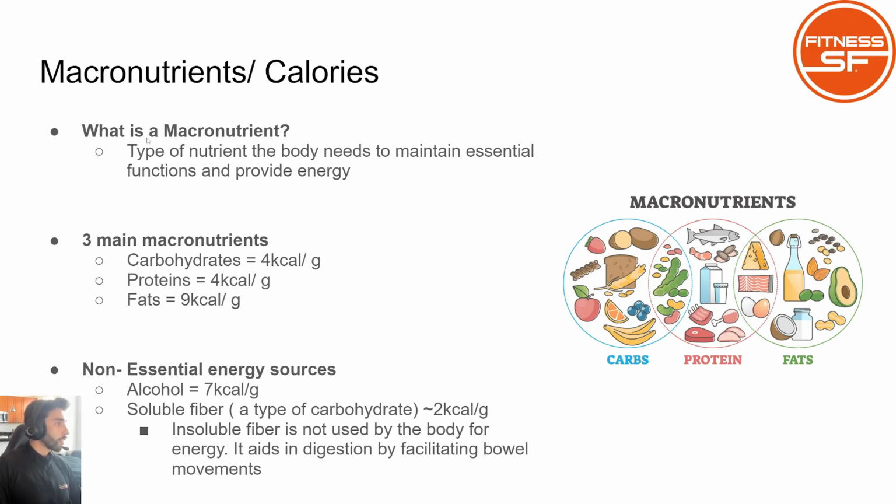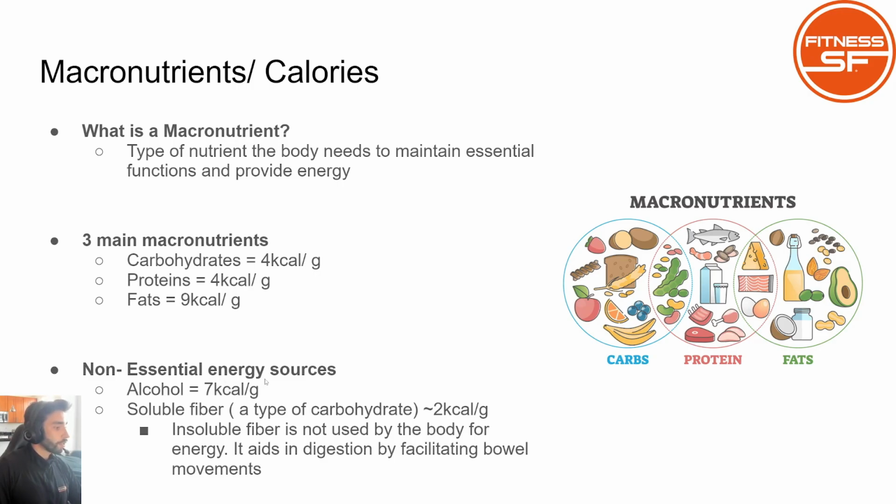Macronutrients and calories. So what is a macronutrient? It's a type of nutrient the body needs to maintain essential functions and provide energy. There's three main macronutrients: carbohydrates, proteins, and fats. And you can see here I listed 4 calories per gram, 4 calories per gram, 9 calories per gram. So what this means is, just by definition, if you eat a diet that's high in fat, you can't eat as much food, right? Because fat is just more calorie dense. So if someone is trying to lose fat and they're always hungry, then for them, maybe a diet slightly lower in fat might be better. It just depends on the person, though.